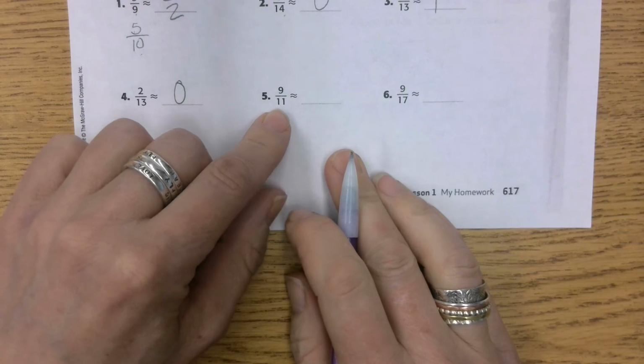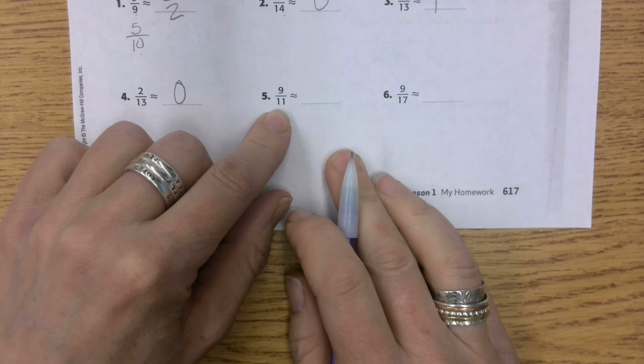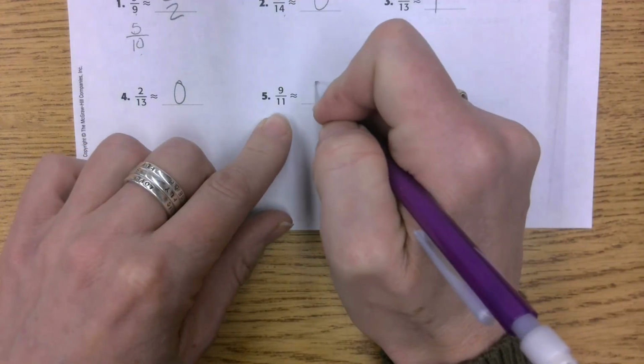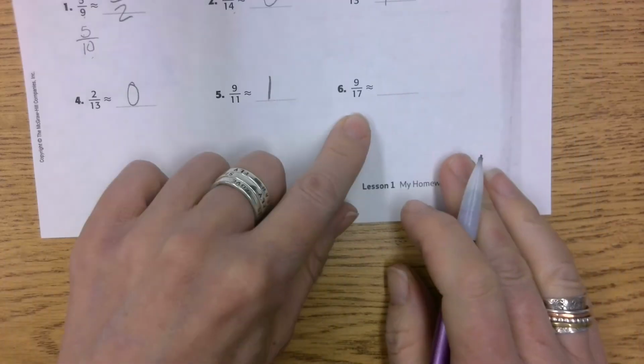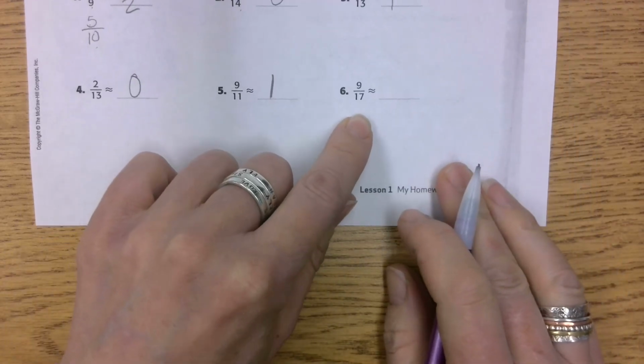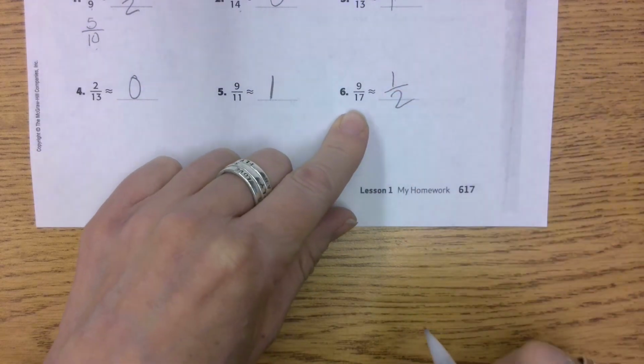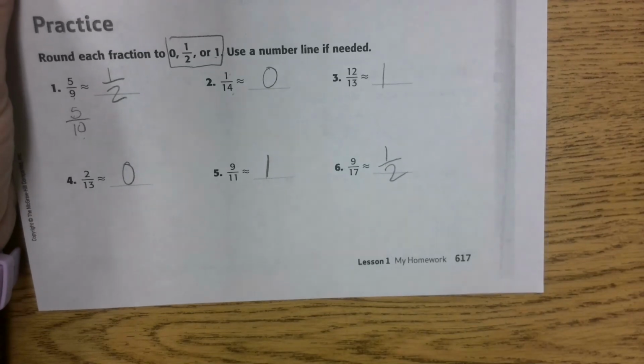If I have 9 out of 11, well, half of 11 would be 5 1/2. This is awfully big compared to half, so I'm going to say this is a 1. And then 9 out of 17, well, 9 plus 9 is 18, so geez, that's just about half. Again, be careful, don't overthink it because it's really not as hard as you're going to want to make it.